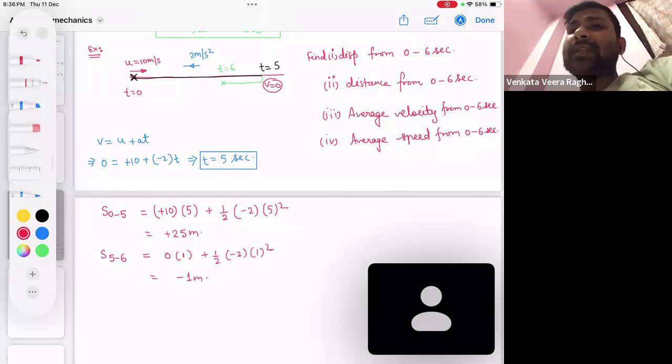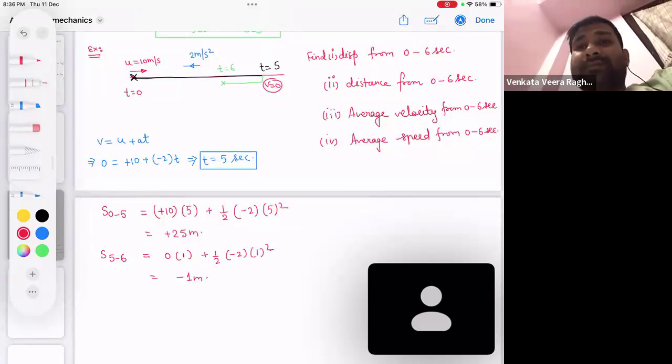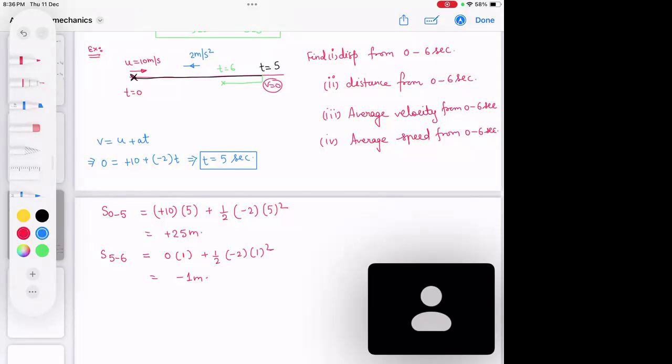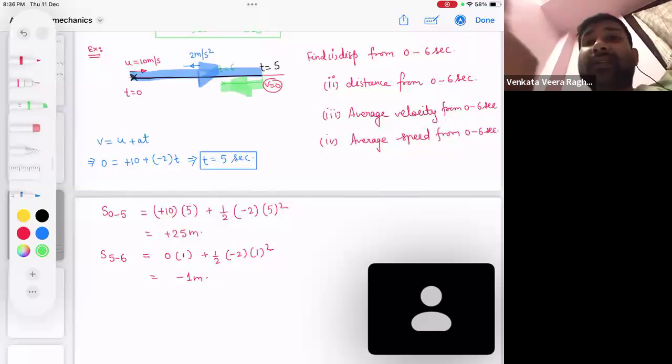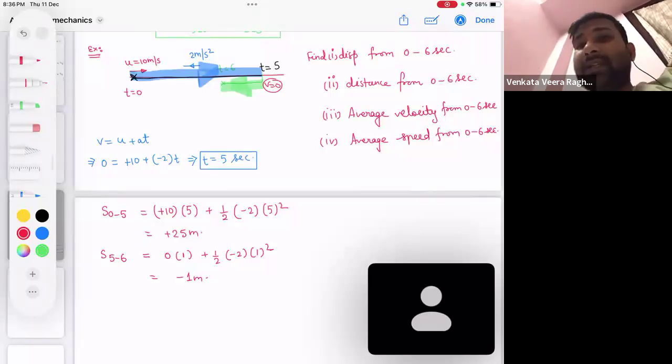Can you tell me what does it mean by plus 25, and what does it mean by minus 1? So 1 meter in the opposite direction. Plus 25 tells me that the particle is going in this direction, and minus 1 meter is telling me the particle is coming back like this. So plus and minus is representing what? Just the direction.